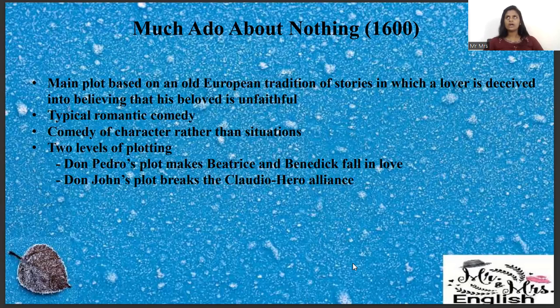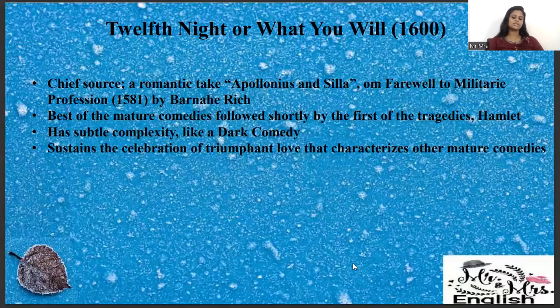Actually, the Claudio and Hero plot is the main plot, and the other one is the subplot. But it is really interesting that the subplot, between Beatrice and Benedict, actually achieved more popularity than the main plot. That seemed to be very interesting for the audience or for the readers. There are no villainous interventions in the Beatrice-Benedict plot, so it goes in a very smooth way. Maybe that is the reason why it got more popularity than the major plot of Much Ado About Nothing.